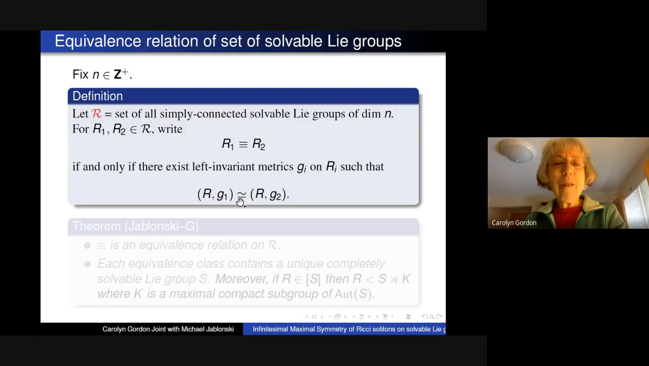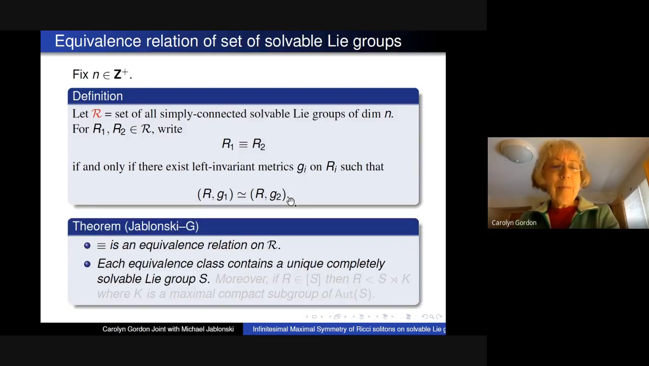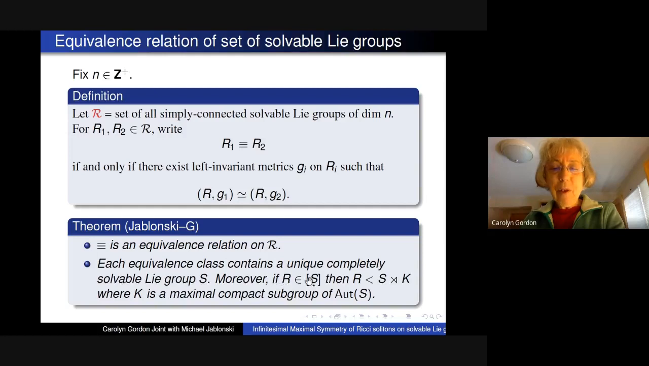It's not obvious that this is an equivalence relation. Transitivity is not obvious since the metrics may be different between different ones, but it actually is an equivalence relation. And each equivalence class contains a unique completely solvable Lie group. All this comes back around by the theory of modification of solvable groups. In particular, every solvable group in the class lies inside the semi-direct product of S with a maximal compact subgroup of Aut S. And so these are candidates to act isometrically on metrics on S. But the key is that you have this equivalence relation with a unique simply connected solvable group in each one.